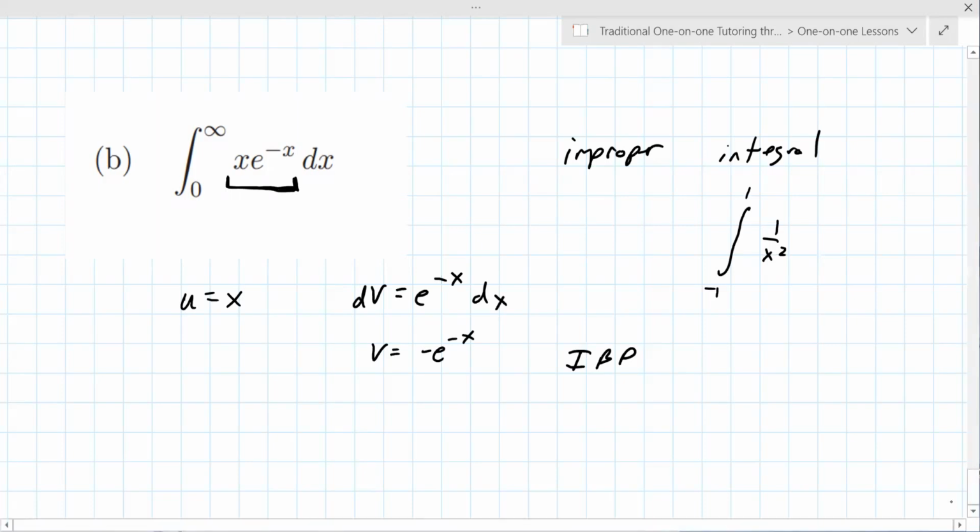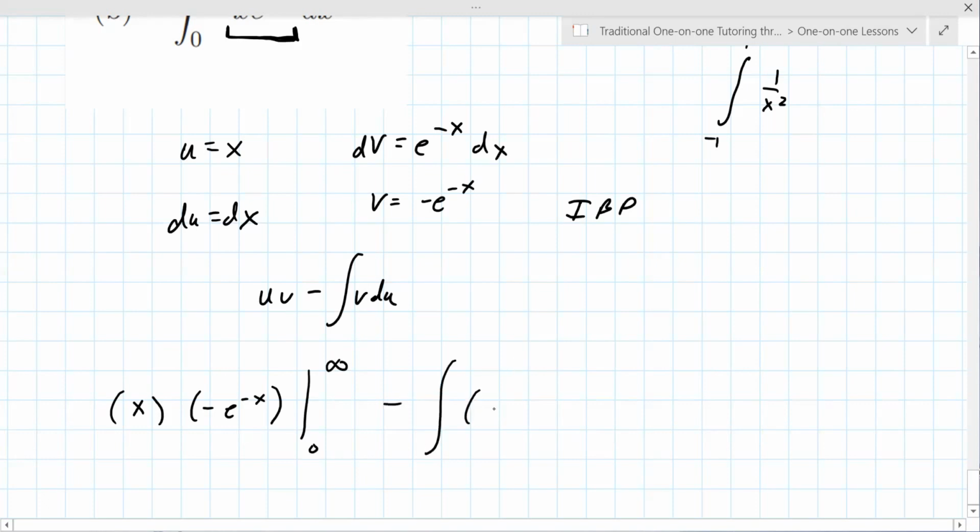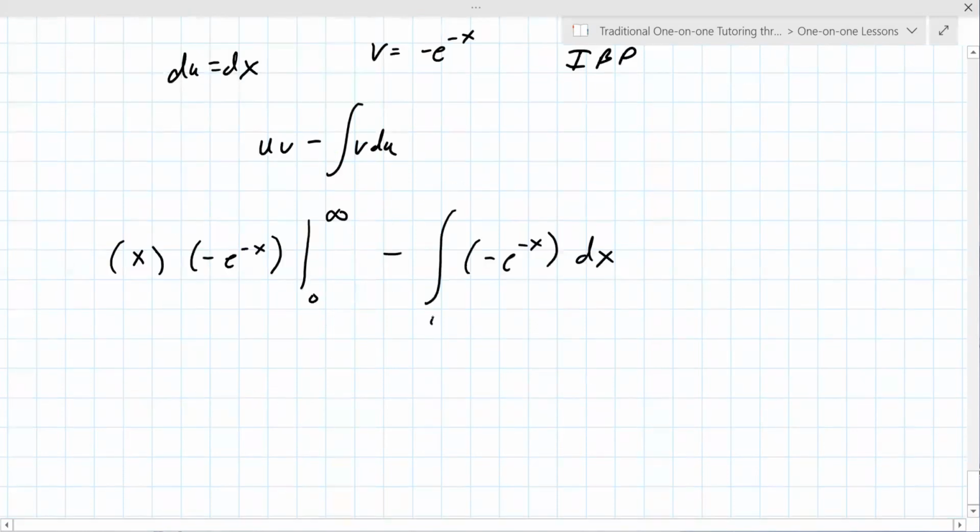So your du is dx. And so you can apply uv minus the integral of v du. So this is x times minus e to the minus x, and then you're supposed to evaluate that from 0 to infinity. We'll get to that. Minus the integral of v du, so minus e to the minus x dx, and that's from 0 to infinity.